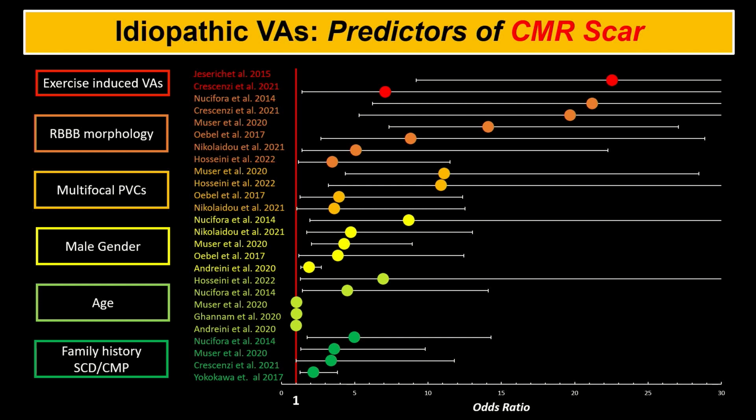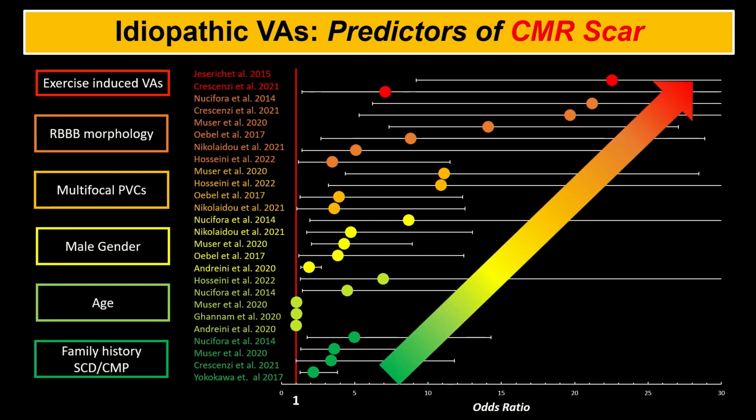And then we have some weaker predictors, including male gender, older age, and family history of cardiomyopathy or sudden cardiac death. So we can use those elements to identify those patients who really deserve to perform an MRI, even if they have a normal echocardiogram.